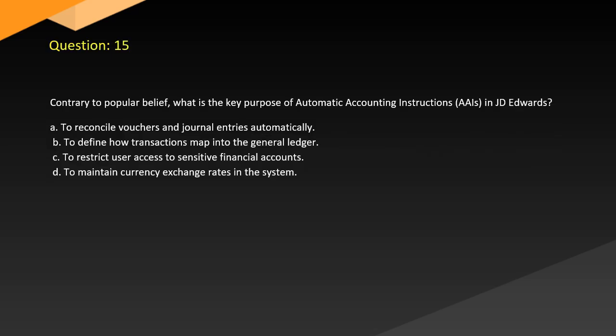Question 15. Contrary to popular belief, what is the key purpose of automatic accounting instructions (AAIs) in JD Edwards? A. To reconcile vouchers and journal entries automatically. B. To define how transactions map into the general ledger. C. To restrict user access to sensitive financial accounts. D. To maintain currency exchange rates in the system.